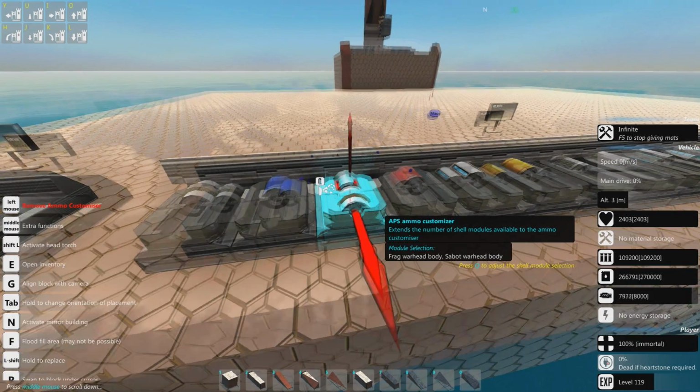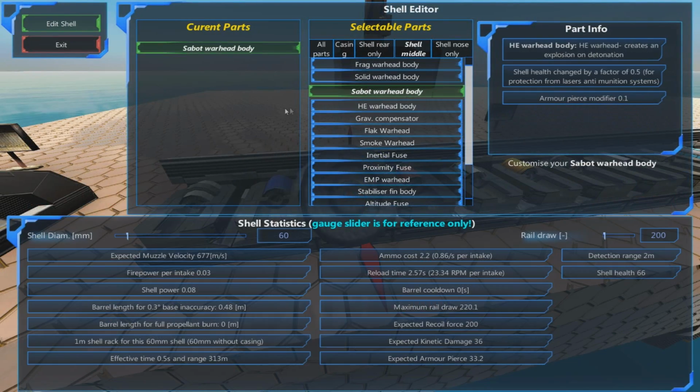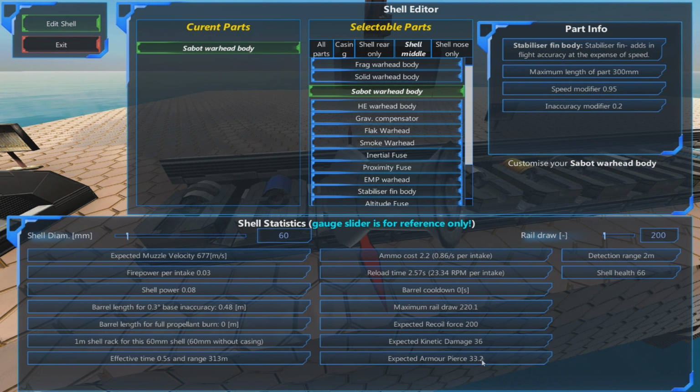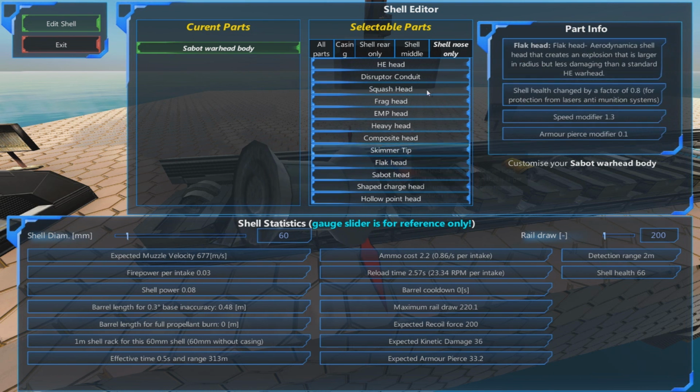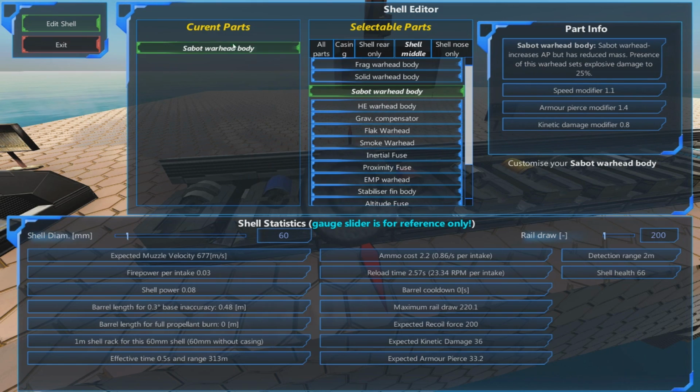That's fun like that. Let's go back to here, and one Sabot. So, you want to use Sabot warheads when you really want to increase the armor piercing of a shell, and you don't actually want to change whatever its nose is. So, that's handy, and yeah, so kinetic damage, more AP, less KD.